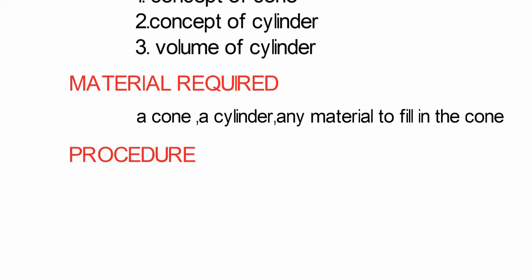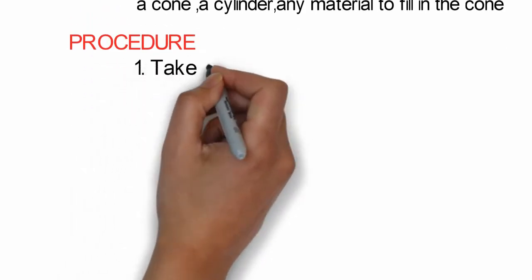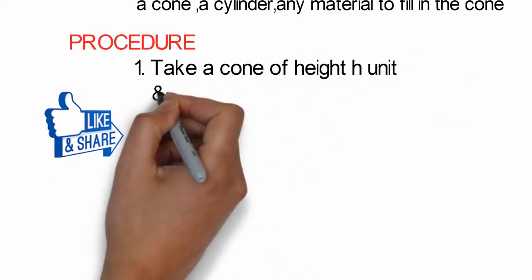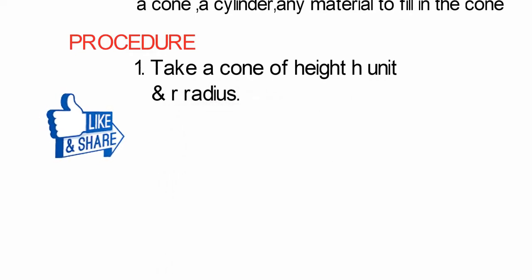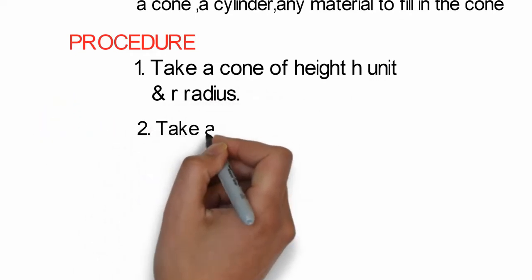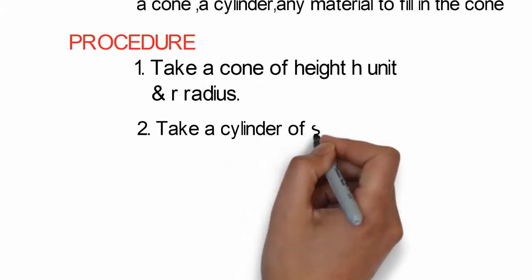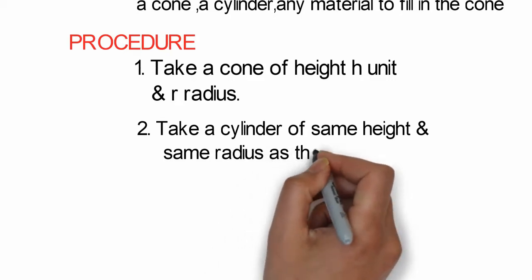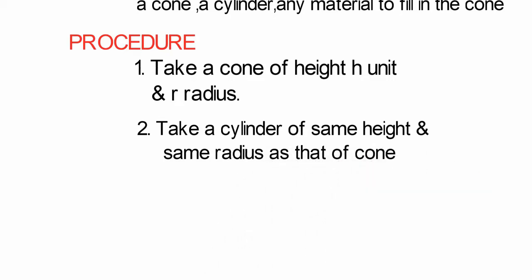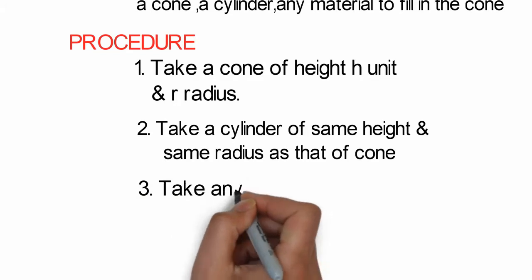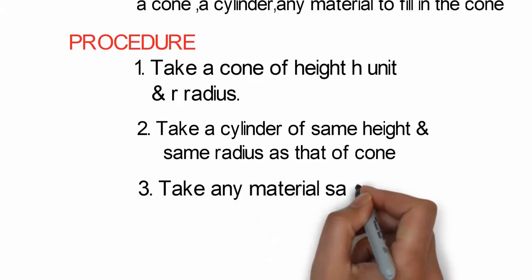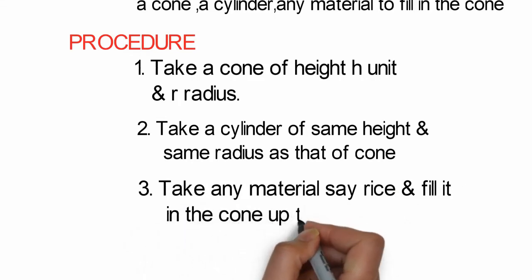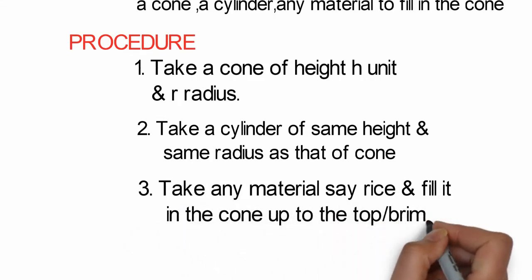Number first, take a cone of height h, any height you can take, and radius r, any radius. Number second, take a cylinder of the same height and same radius as that of the cone. Number third point, take any material, say rice, and fill it in the cone up to the top or brim.